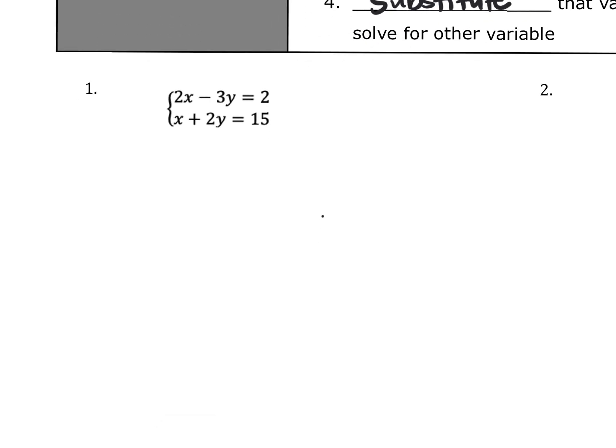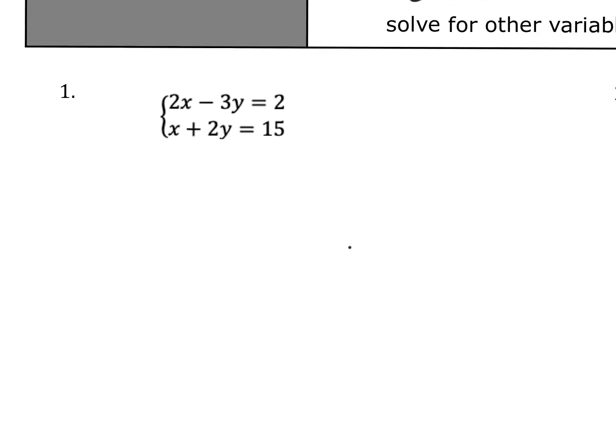Okay, so let's look at number 1. Let's do this so it makes a little bit more sense. Notice that neither one of our equations says x equals or y equals. But the easiest one that we could get into x equals or y equals is this bottom one, because I have x plus 2y equals 15. Notice that your x is all by itself. It doesn't have any number in front of it. If it had a number in front of it, you would have to divide by something, and we don't really want to do that. So we're going to look for the equation that has just an x or just a y that does not have a number attached to it.